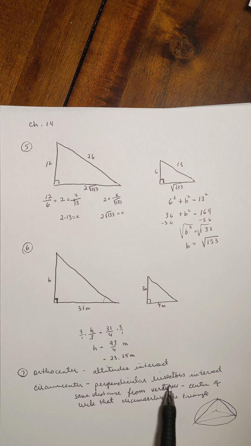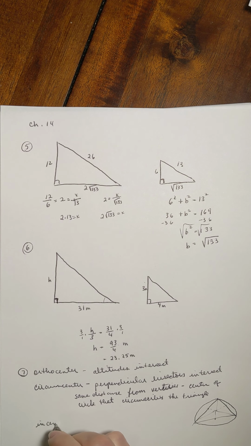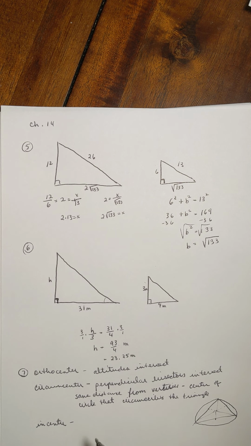But you have to get all of the perpendicular bisectors. And so you would have the center of this one, and then perpendicular from there, and then the center of this one, and then perpendicular from there, and the center of this leg, and perpendicular from there. And that's how you find the circumcenter. Okay, the next one was the incenter. And it is the angle bisector.